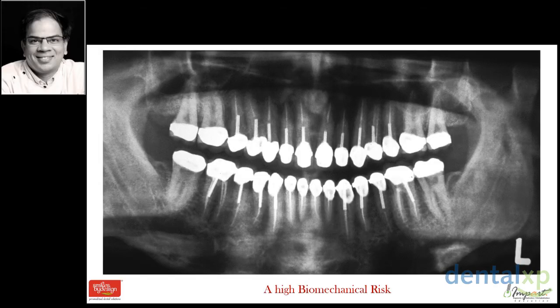When you look at this X-ray, this is a patient whose full mouth rehab was done around 18 years ago. But at that time, the concept of full mouth rehab was different, where we used to do endodontic treatment for most of the teeth, do post and core, do a crown lengthening, get more crown height, and then make cohesively retained crowns on all the teeth.